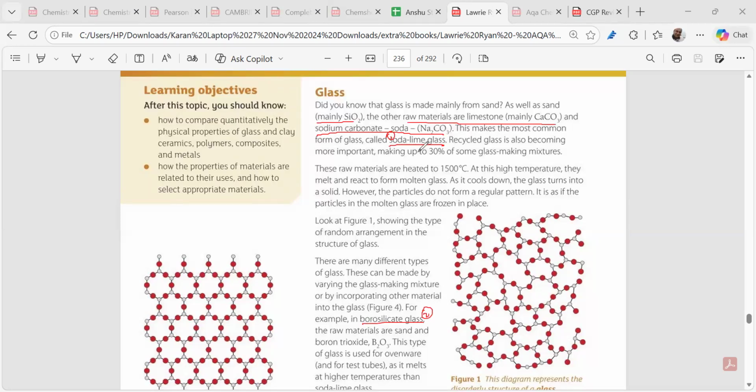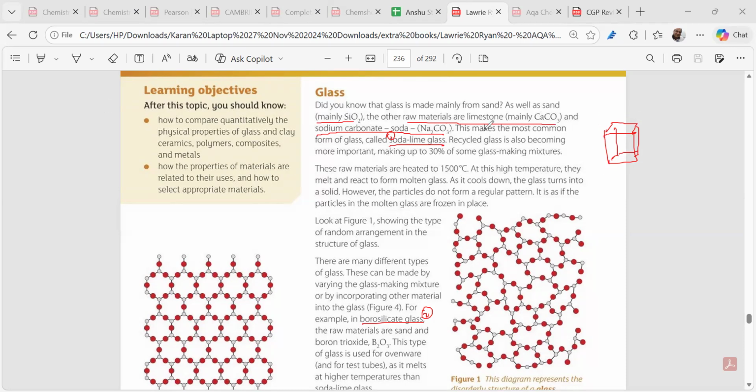Now, glasses are recycled, right? Have you seen in the UK what happens? There's a separate bin for all the glass bottles. Have you seen that? When you dispose of waste, the third small bin is for the glass bottles, right?